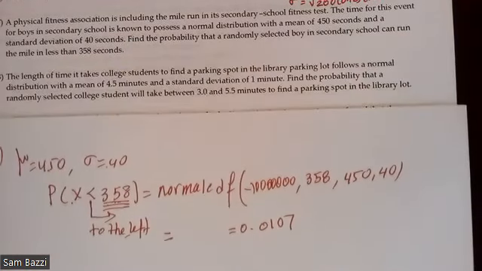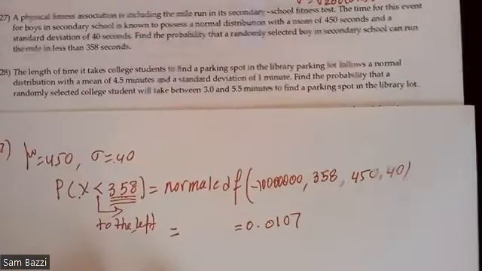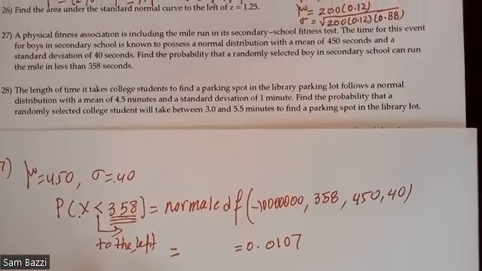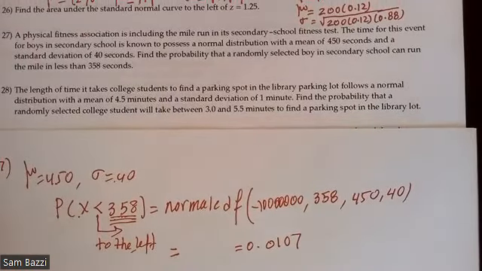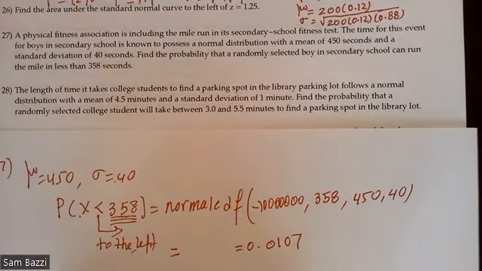Next question, number 28. The length of time it takes a college student to find a parking spot in the library parking lot follows a normal distribution with the mean of 4.5 and a standard deviation of 1 minute. Find the probability that a randomly selected college student will take between 3 and 5.5 minutes. Okay, watch, guys. He needs the probability of X between 3 and 5.5.